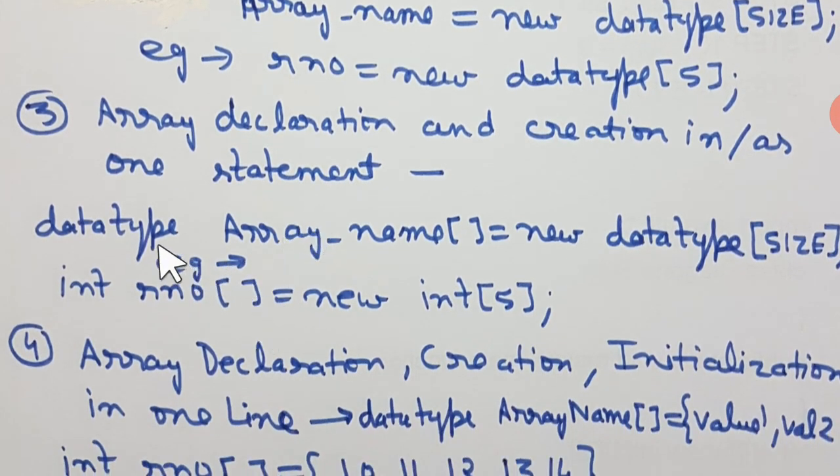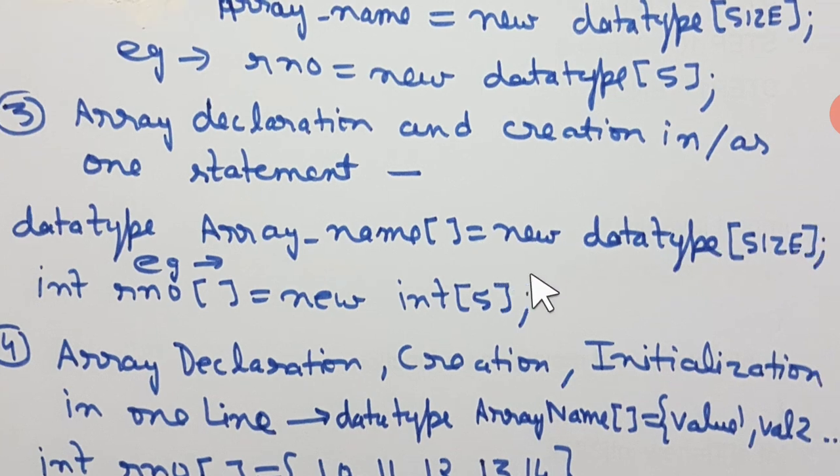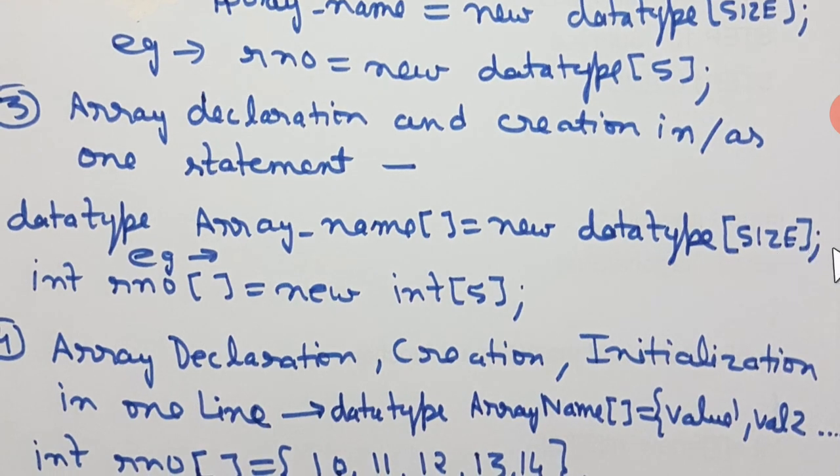And then we have array declaration and creation in one statement. So students, here: data type, array name, square bracket, equals to new data type, size, semicolon, you can see. So this entire statement, right? In one line you can do all these things.